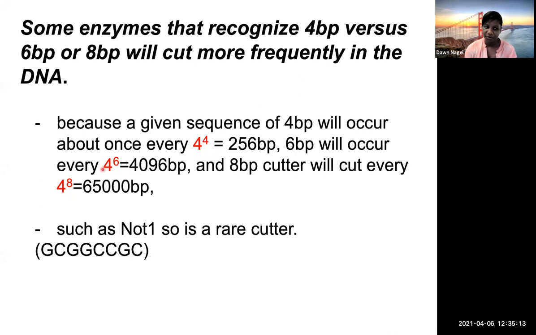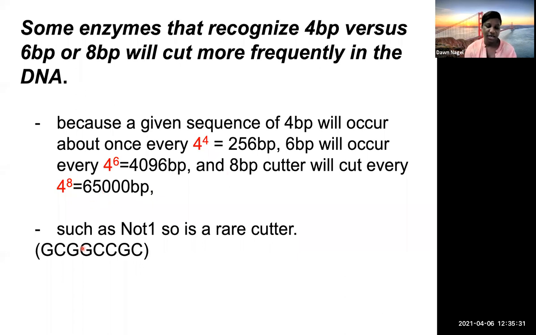Again, you have 4 possible bases, A, T, C, or G, in the sequence that's recognized, right? So 4 to the 6, that's every 4,000 base pairs for a 6 base pair cutter. And 8 base pair is a little bit more rare, because it will cut every 65,000 base pairs.